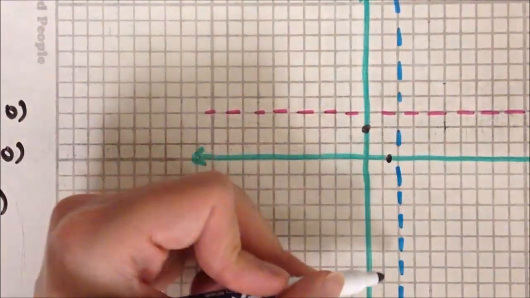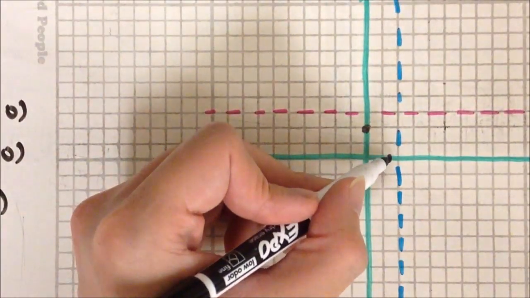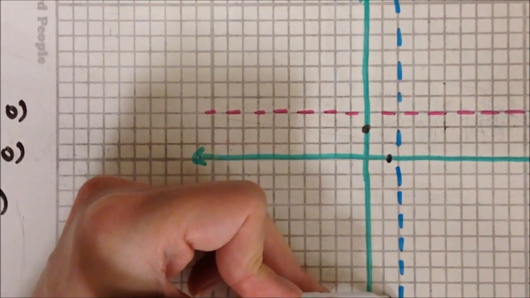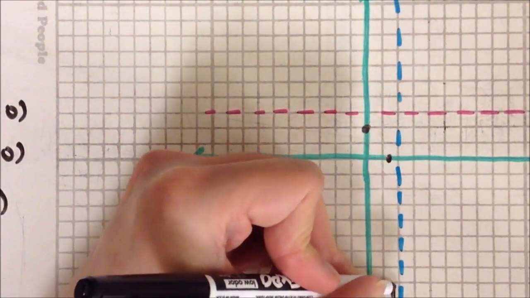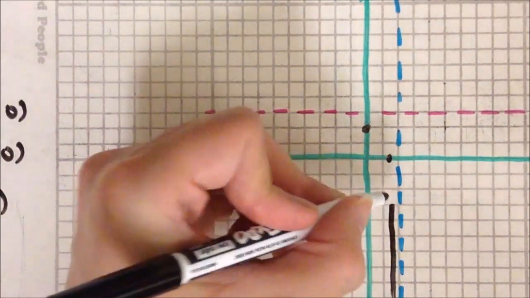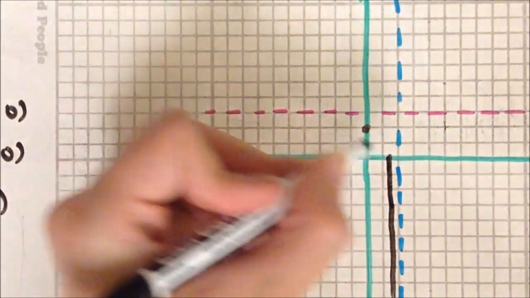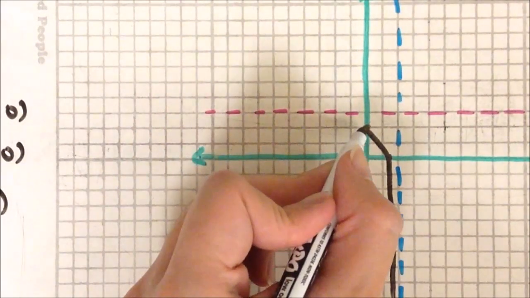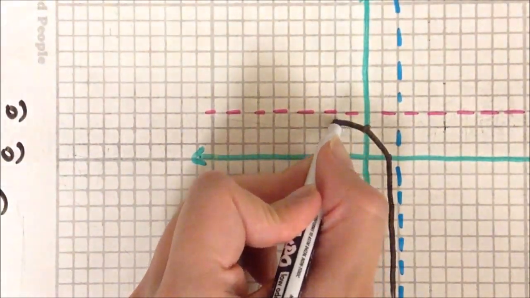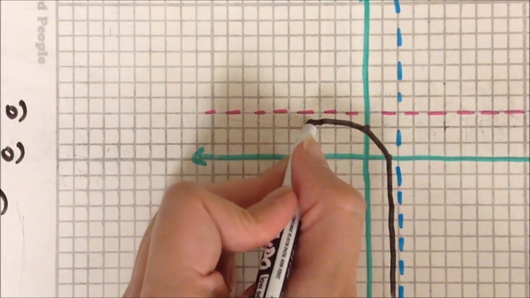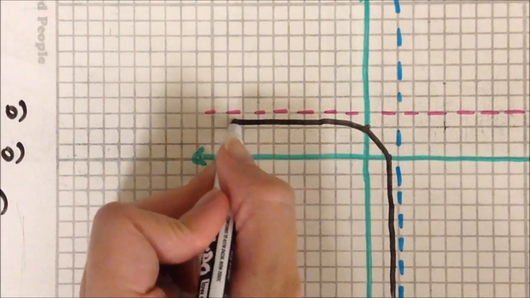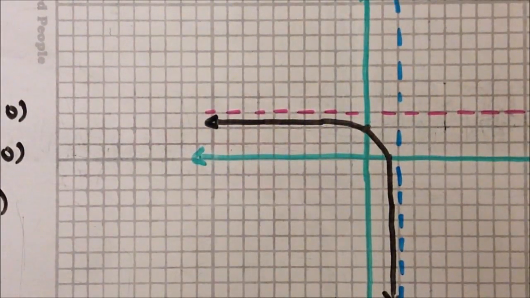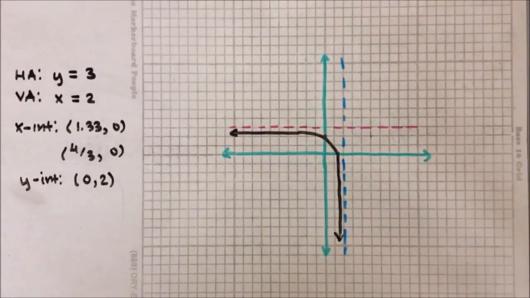So I want to start at my vertical asymptote because the point right here, my x-intercept, is very close to the x-axis. So I'm going to go along the vertical asymptote like this, go through the x-intercept, curving towards the y-intercept, and as I'm approaching the horizontal asymptote, I'm going to continue curving and just go along the horizontal asymptote. So here's my graph. So let me zoom out for you to easily see the whole picture.